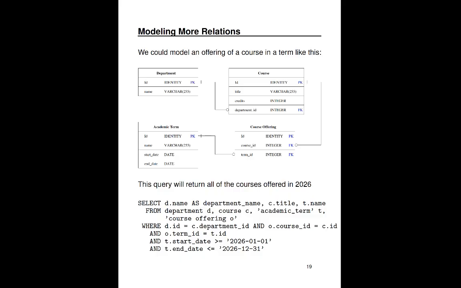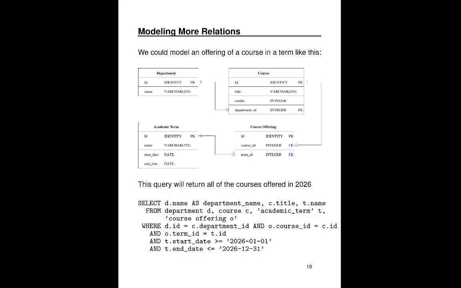I had to make an alias for the department's name column called department_name, using the as clause right there, because both department and term have a column called name, so you need to disambiguate those. But anyway, we are selecting the name of the department, the title of the course, and the name of the term from now 3 tables, from the department table, the courses table, and the academic term table. Oh, I'm sorry, there are 4 tables in course offering, right.